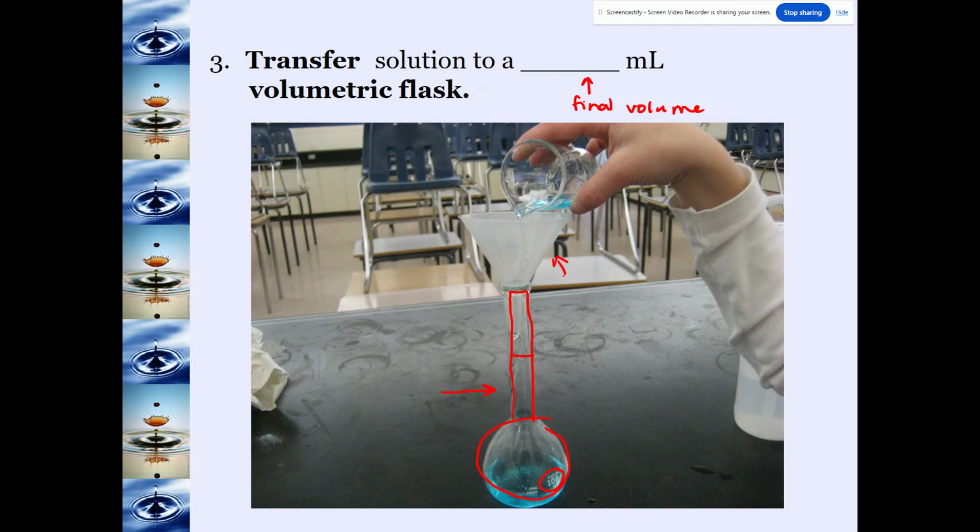Now this is a funnel. Funnels help us transfer solutions from the beaker into the flask because, again, there's a very narrow opening, so it helps you to do that. So step 3 is to transfer the volume to a final volume volumetric flask.